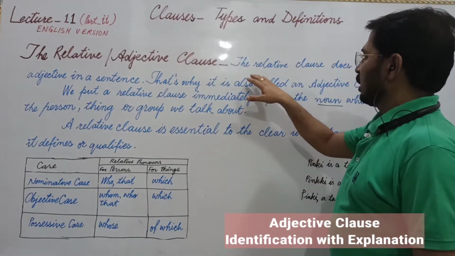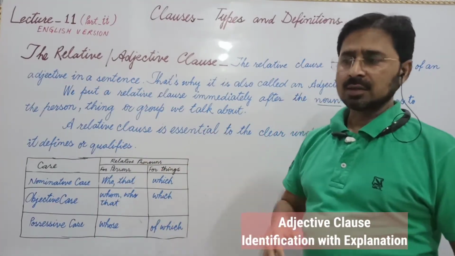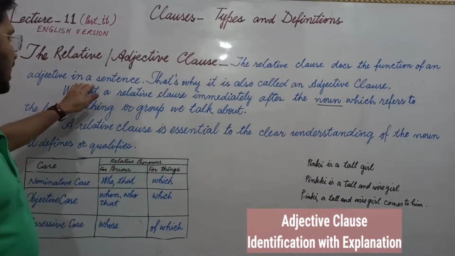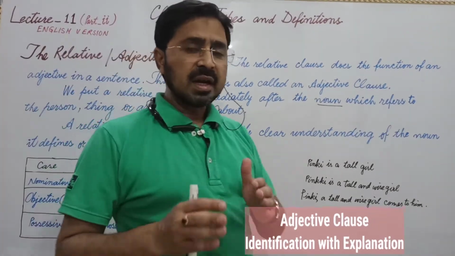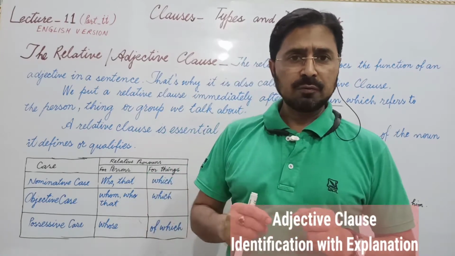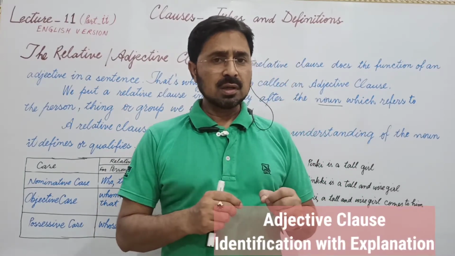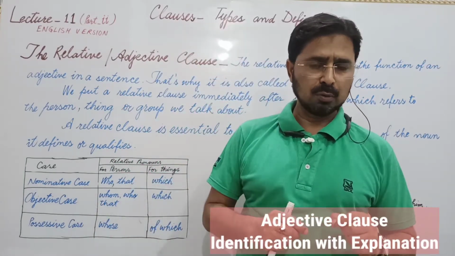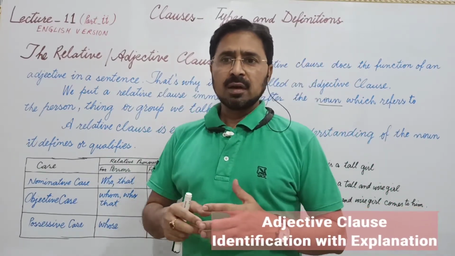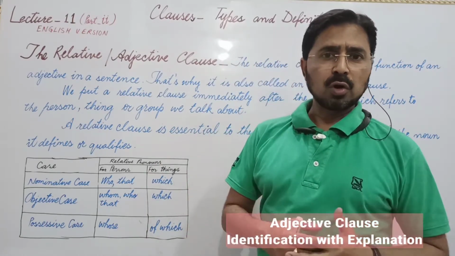Now let's begin. The relative clause does the function of an adjective in a sentence. It means relative clause acts like an adjective in a sentence. But before we proceed, we should understand what is an adjective. An adjective is a word that says something about a noun or pronoun, especially noun. You can say in simple words, an adjective tells something about a noun. It may be some characteristic or quality of a noun.